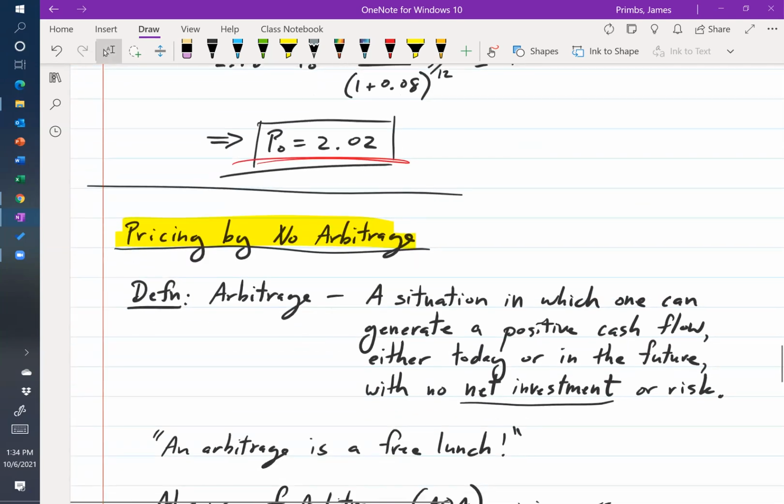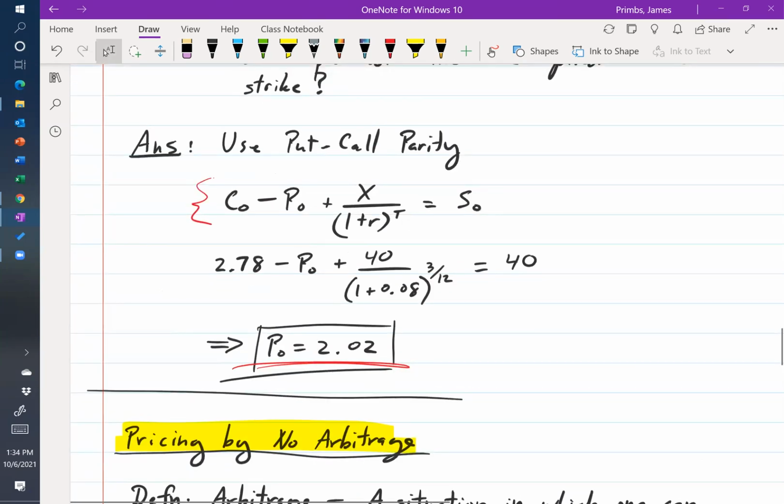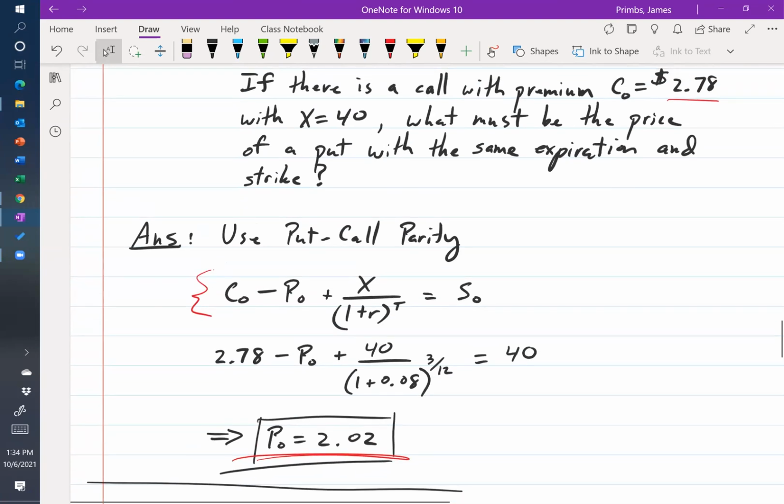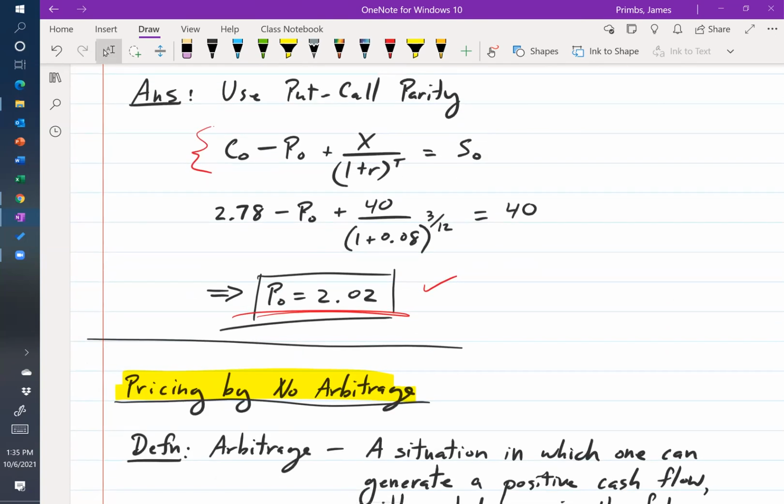So we're going to come back to this example in a second. Remember, put call parity says the following: you look in the market, you look at the price of a call, and I can tell you what the put price has to be. It can't be anything else according to put call parity. The put price must be $2.02. That's what put call parity says.